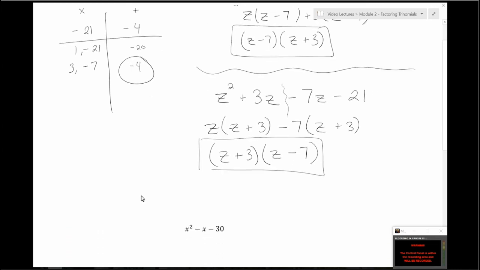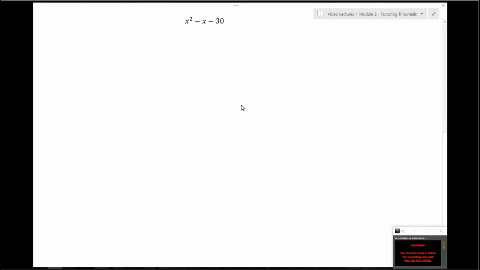So let's try another example. x squared minus x minus 30. So I want two numbers that multiply to be negative 30 and add to be negative 1. So again, I like to go in order. And I know that since the two numbers are adding together to be negative, whatever my bigger term is, or my bigger factor, is going to be the negative 1.